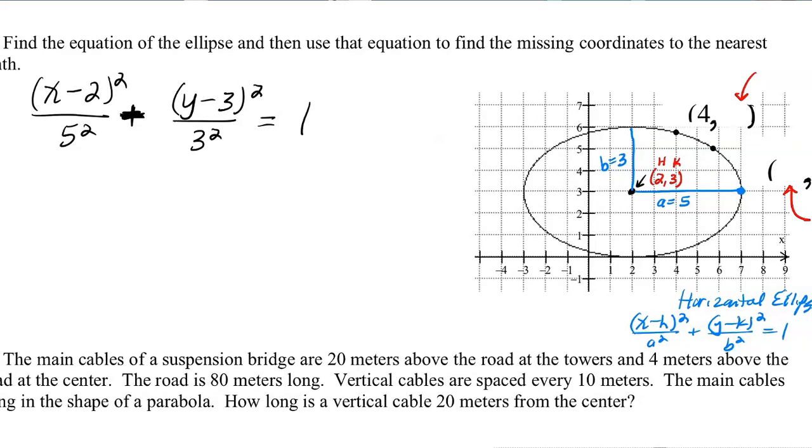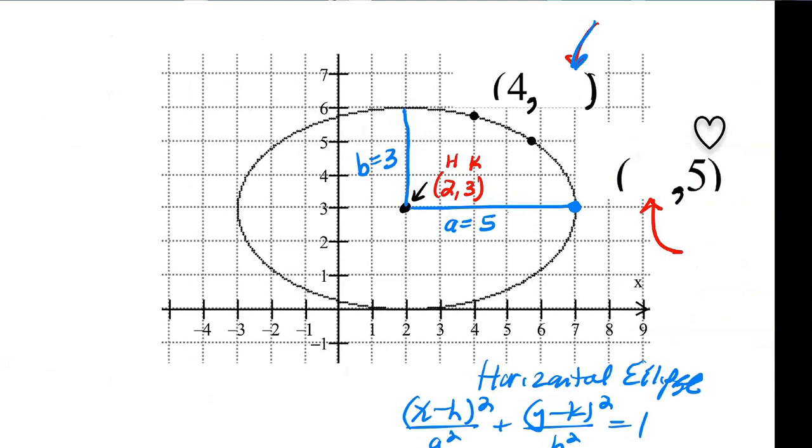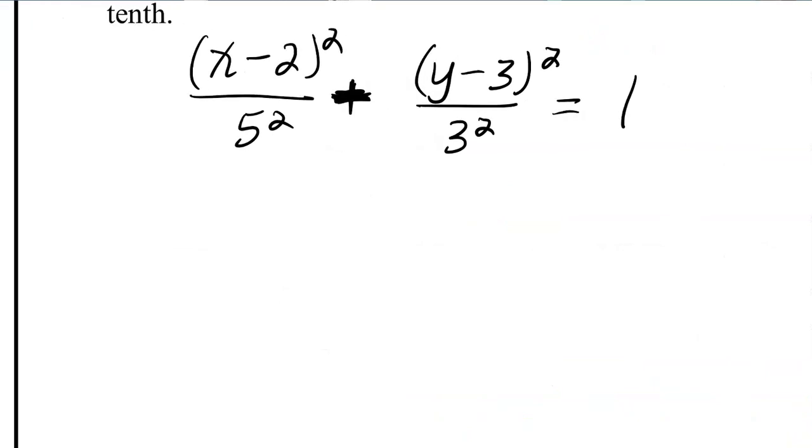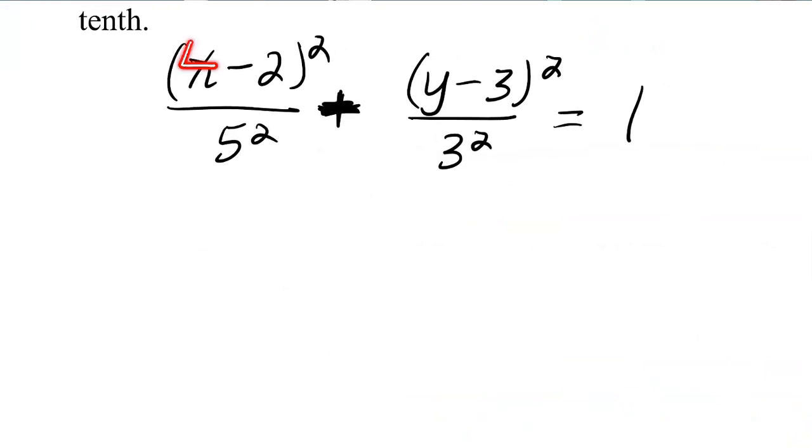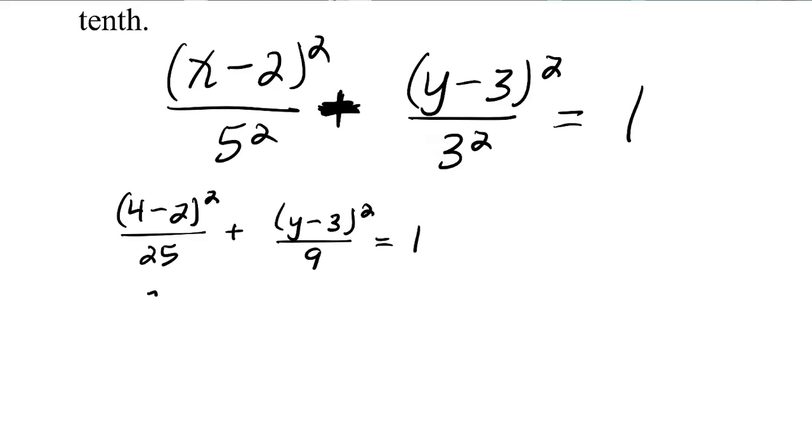So to find the first coordinate that we're looking for, which is this one up here, this is when x is 4. What does y equal when x is 4? All that we need to do is plug 4 into this equation for x, and then solve for y. So let's do that. We plug a 4 in for x. 4 minus 2 squared is 4 over 25, plus y minus 3 squared over 9 equals 1.